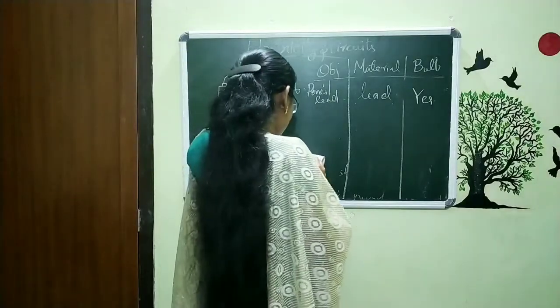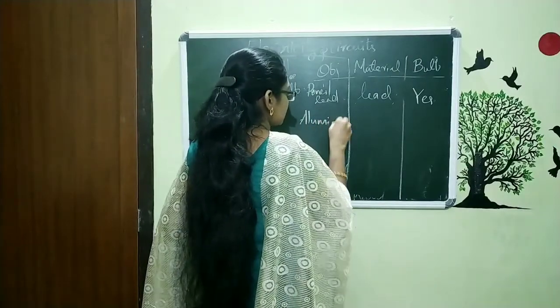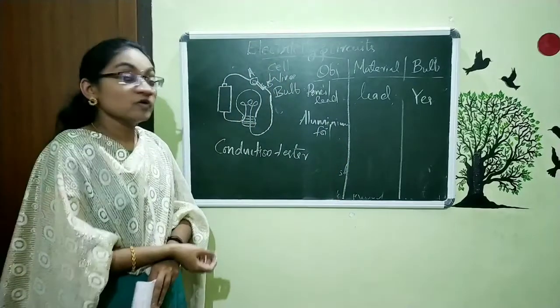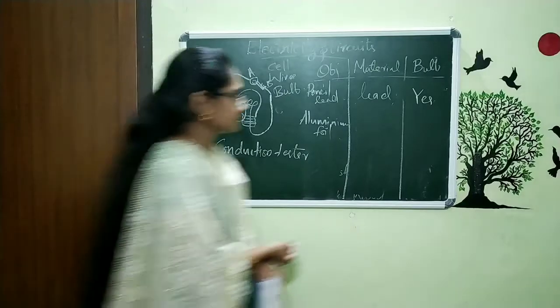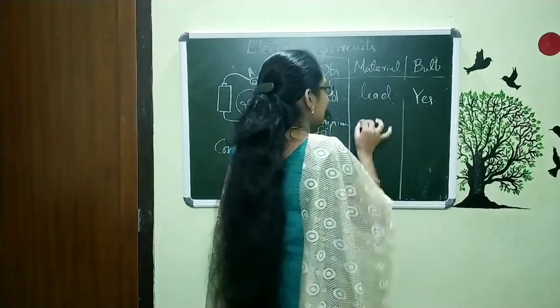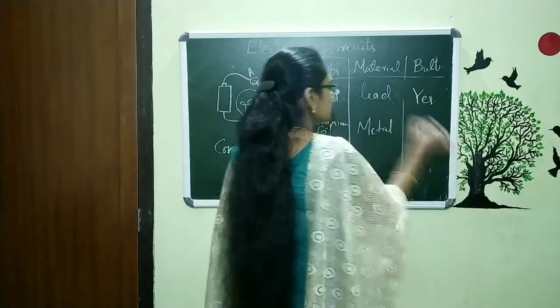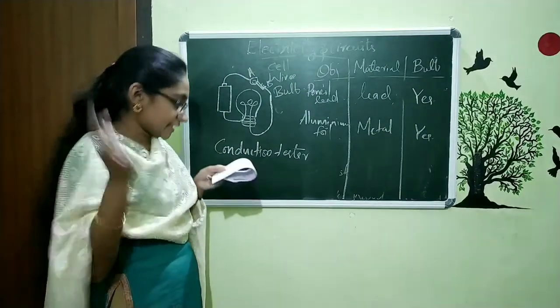The next example is aluminium foil. For the aluminium foil, does it conduct electricity? What is the material here? Here it is aluminium, and aluminium is a metal. So, the bulb will glow. We can say aluminium is a conductor.